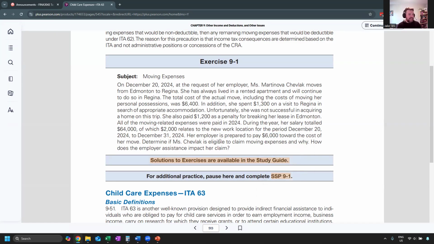Determine if Miss Shevlak is eligible to claim moving expenses and why. How does the employer assistance impact her claim? So the employer assistance is trying to determine whether she's able to claim the amount. Now it says the moving expenses are $6,400. $6,000 is close, but because there's an excess amount, we will likely take the $6,000 and either include it in our income or apply it against that moving cost to figure out the excess. I'll try and show this on the spreadsheet.